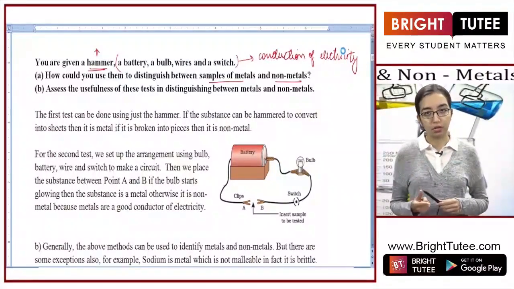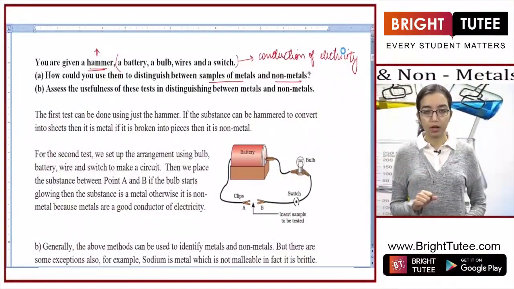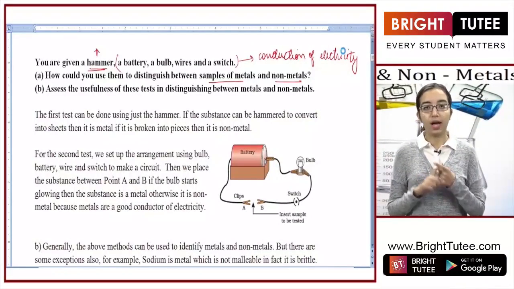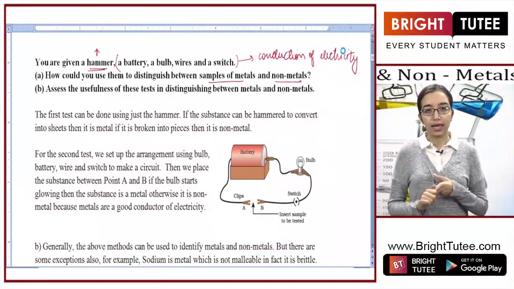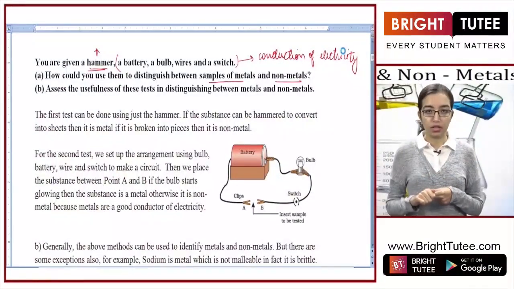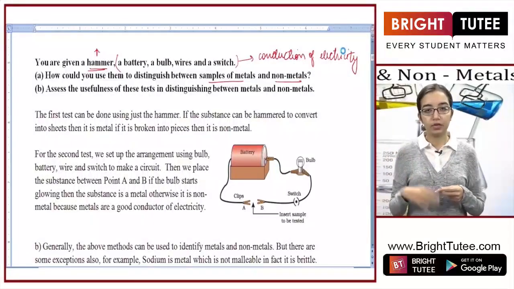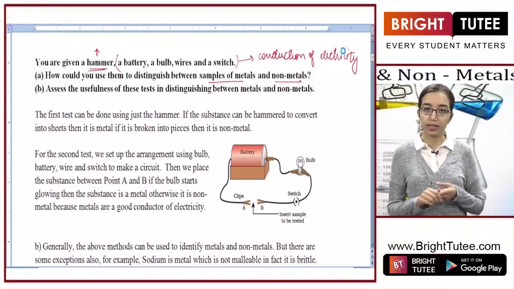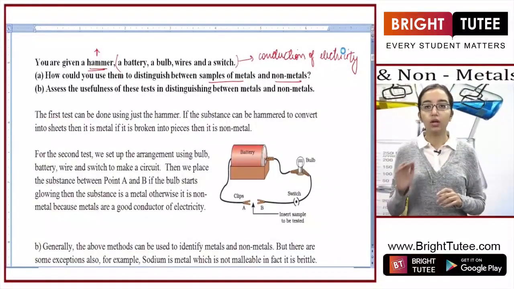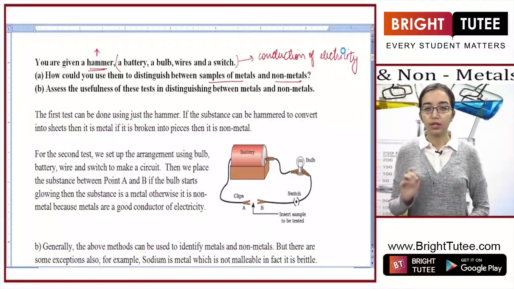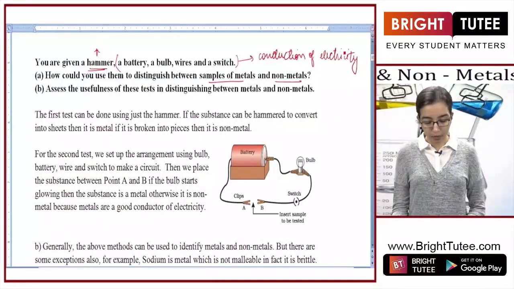Before we go further into the question, let's revise two concepts. The first, that metals are malleable and ductile. They can be beaten down into thin sheets. They will not break under that force. Second, they also conduct electricity. Almost all metals conduct electricity by virtue of free electrons present in them. But non-metals, on the other hand, do not conduct electricity and are not malleable or ductile. So with this, let's start the first part of the question.